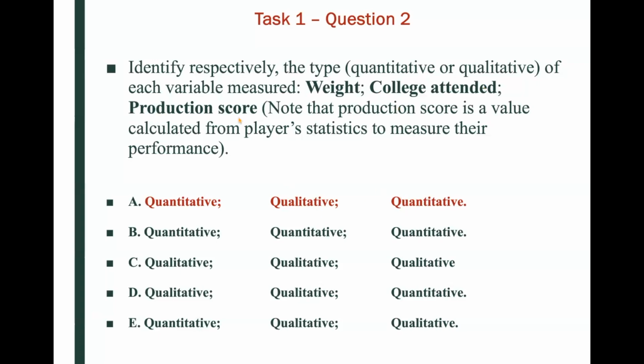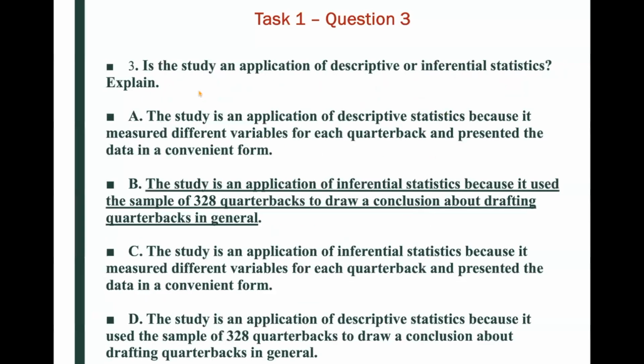And then production score, that's a score, a value calculated from the player's statistics. So that's a numerical variable. That's why the production score is quantitative. So that's why A is the correct answer, where weight is quantitative, college attended is qualitative, and production score is quantitative. Is the study an application of descriptive or inferential statistics?